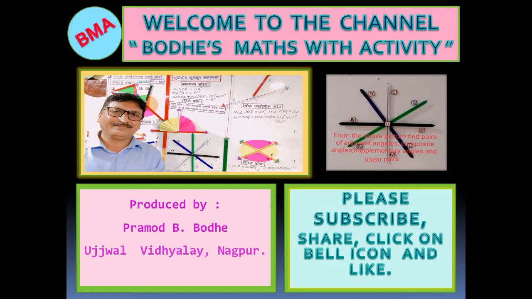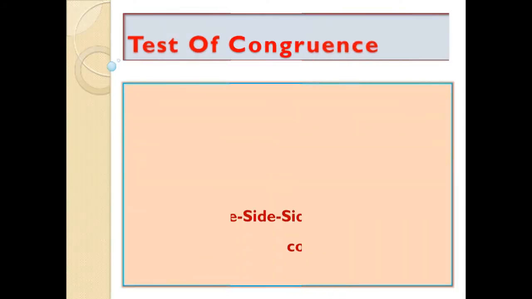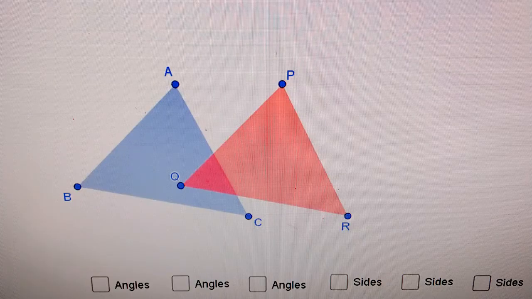Well students, today we are going to learn about congruency and tests of congruency. Before that, we have to see a video. All of you know that whenever two figures coincide with each other, their corresponding elements are congruent. That means their measures are equal. Watch this video.